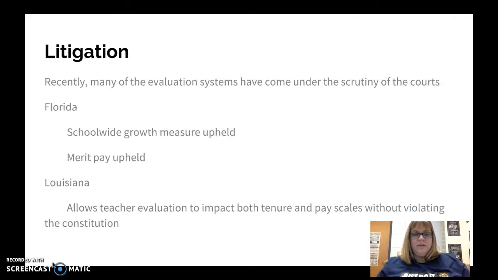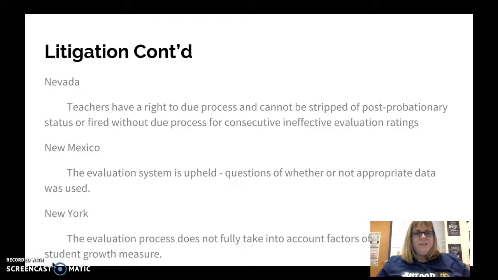In Louisiana, they allowed teacher evaluation to impact both tenure and pay scales without violating the Louisiana Constitution. Typically, those two things would have to be separated, but they have said it can impact both tenure and pay scales. In Nevada, teachers have a right to due process and cannot be stripped of post-probationary status or fired without due process, regardless of if they have consecutive ineffective evaluation ratings, which is a big win for teachers. Being able to be fair with teachers and allow them to go through due process, provide that body of evidence, it provides them a place of recourse if they are rated ineffective.